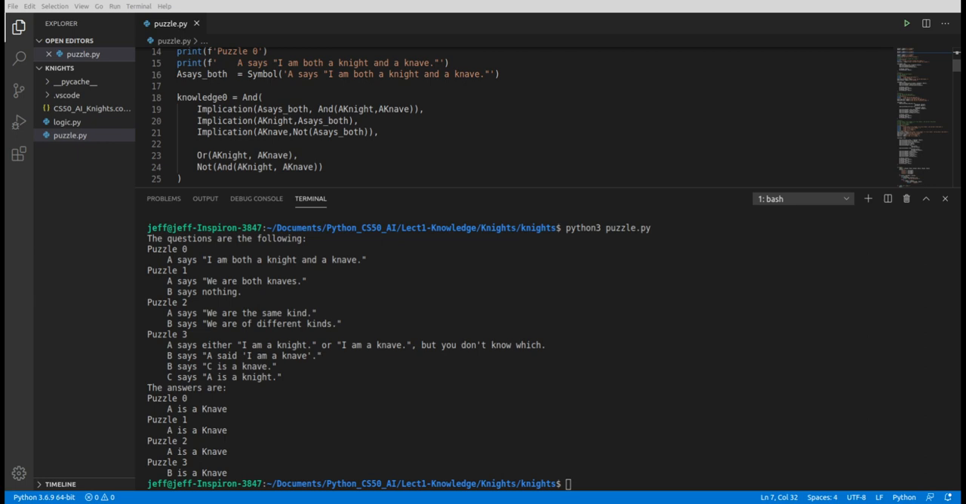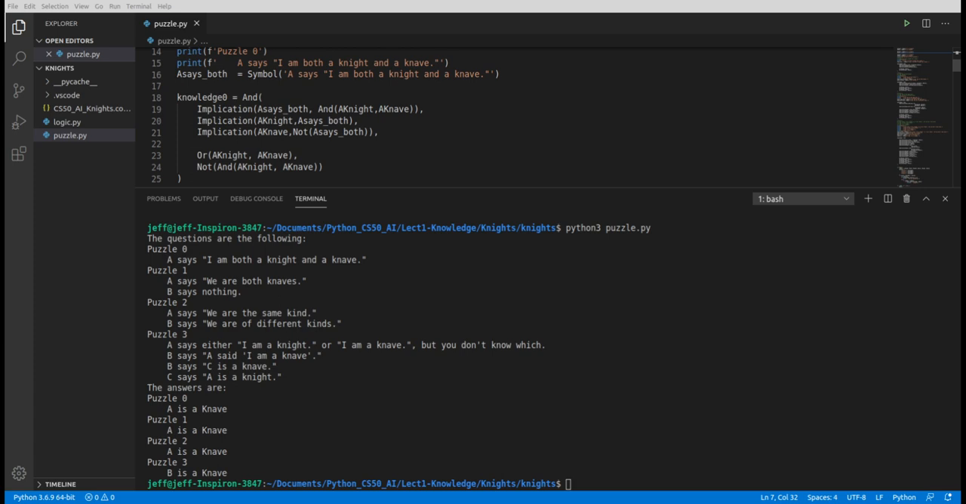In puzzle number 2, A says we are the same kind, meaning that we are both either knaves or both are knights. And B says we're different kinds, which means just the opposite. So in this particular puzzle, again, it turns out that A is a knave. And again, the statements for these I'm not showing you, but they're much more complicated than what I showed you for the first puzzle. The last puzzle 3 says, I am a knight or I am a knave, and you don't know which. That's for A.